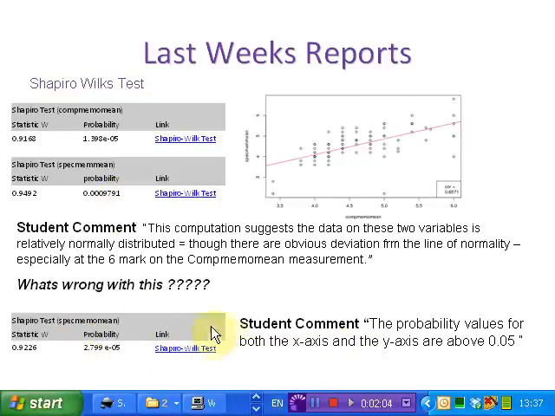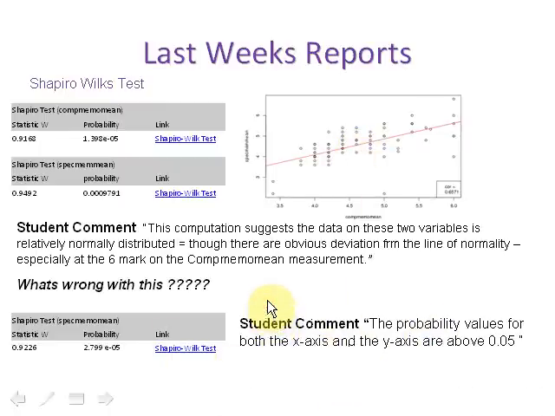Here's another one here. Someone has applied the Shapiro-Wilk test. The probability values for both the x-axis and the y-axis are above 0. Well, first thing is they should refer to the variables here, and the probability values, of course, the Shapiro-Wilk test only provides a single probability, and I can only think that they're talking about the location along these axes of most of the points. It's not clear at all, so someone's really misunderstood that.